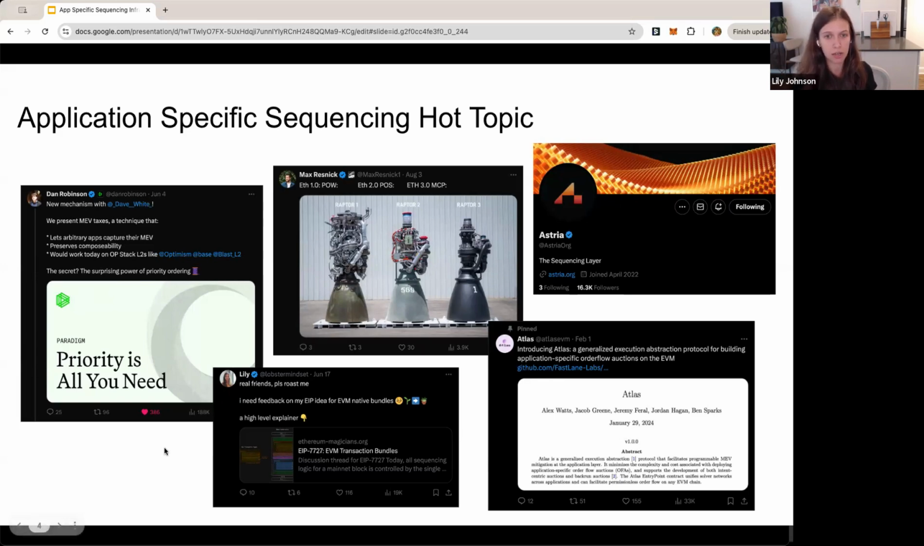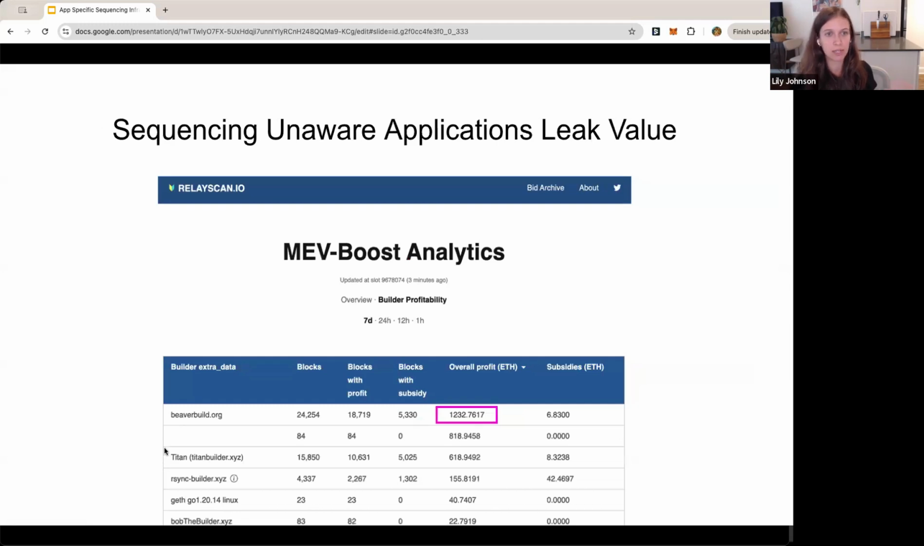I think it's such a hot topic right now because the crypto community is becoming aware that applications that are unable to sequence themselves end up leaking a lot of value. For example, with the high volatility in the Ethereum ecosystem last week, with larger market movements, a single builder's blocks were able to capture about $3 million worth of ETH of leaked application value. So the main reason we want to talk about application-specific sequencing is that, instead of leaking that value to off-chain participants, it allows applications to capture and retain that value.